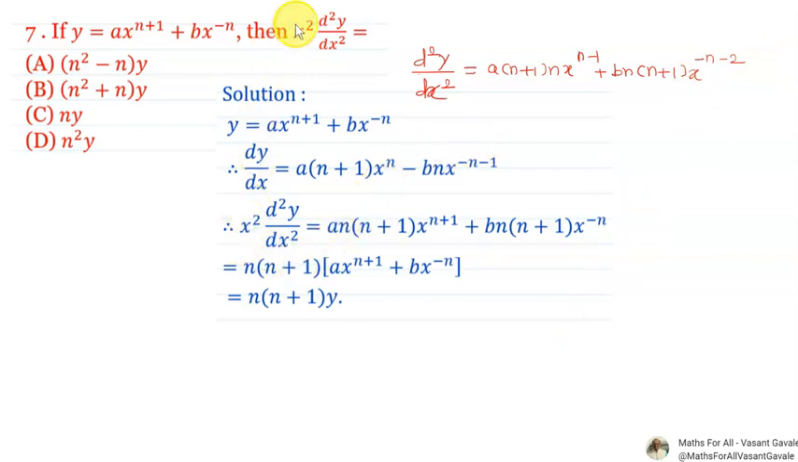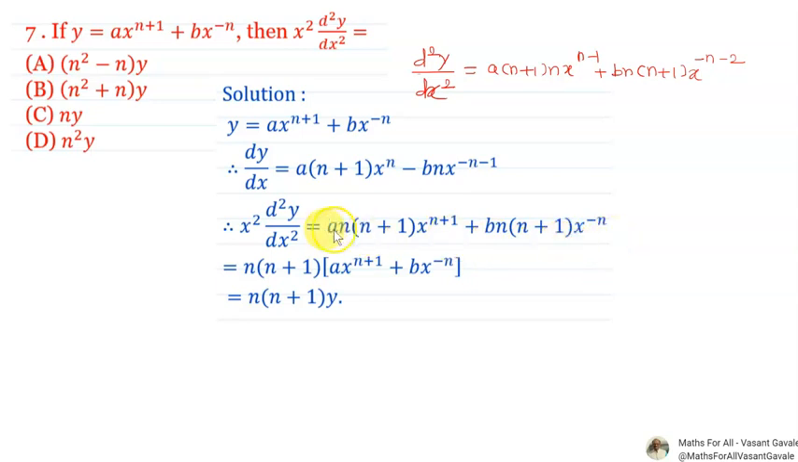Next, he says that the x square into d2y by dx square. So this whole term we multiply by x square. If you multiply this expression by x square, then you will get x square into d2y by dx square is a n into n plus 1 as it is, x raised to n minus 1 into x square, that is minus 1 and plus 2, then you will get here 1, therefore you will get x raised to n plus 1. Again here we multiply by x raised to 2, plus 2 minus 2 gets cancelled, then you will get here bn into n plus 1 x raised to minus n.